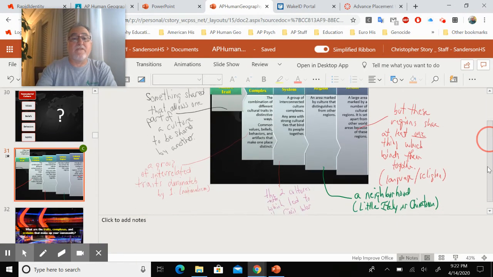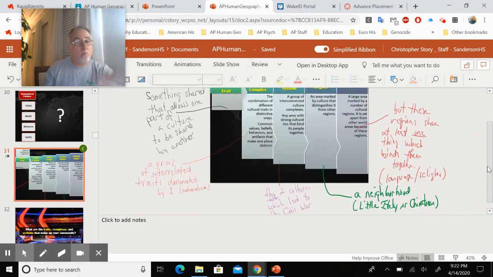It's a group of interrelated traits that are dominated by one. So there's one trait that tends to stand out amongst all the others. A complex is a group of interrelated traits, but there's one that ties them all together. The example I chose for a complex is nationalism, because lots of different parts of a country's culture go into this idea of nationalism. If you take a minute and think about it, you can think about what those would be, and not just in America.